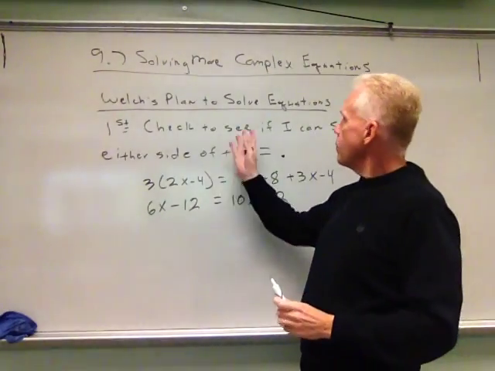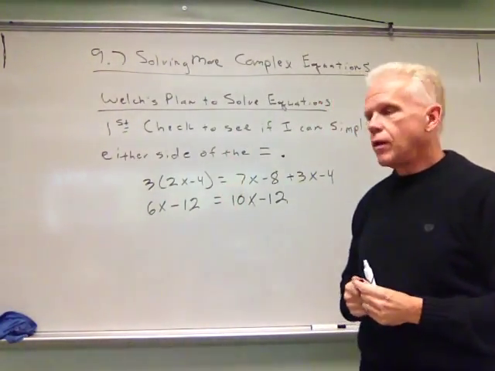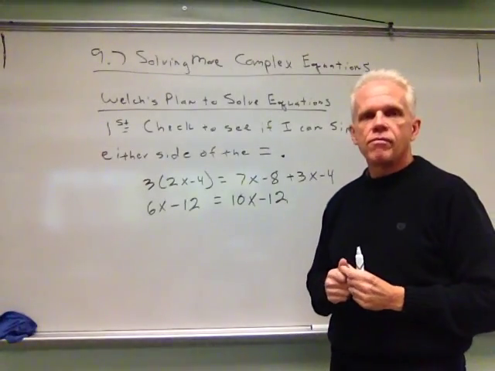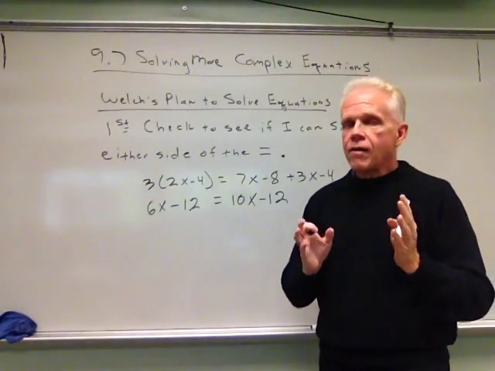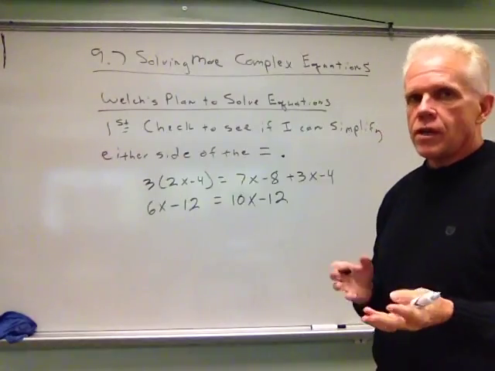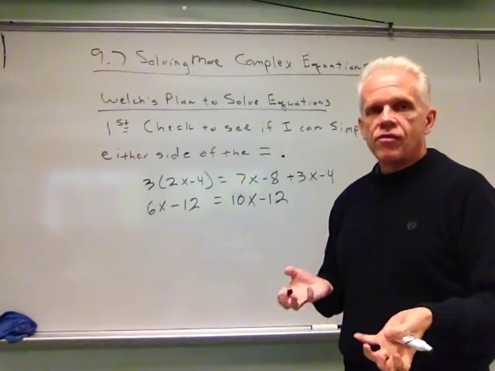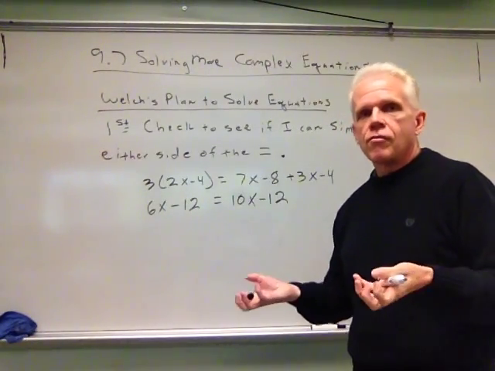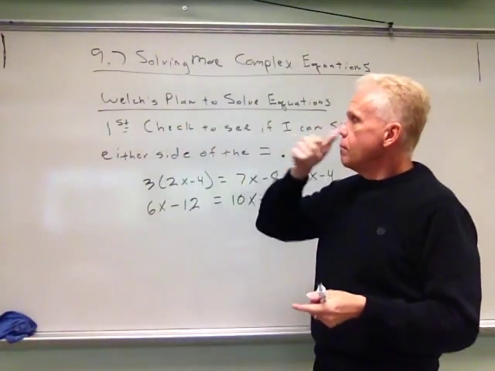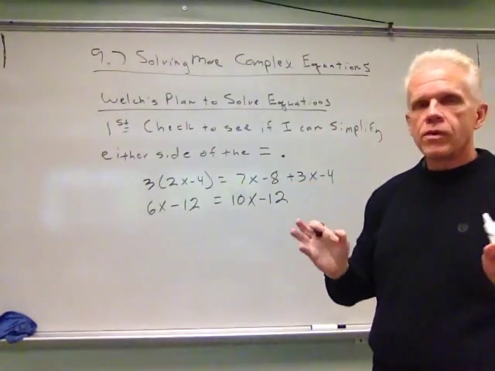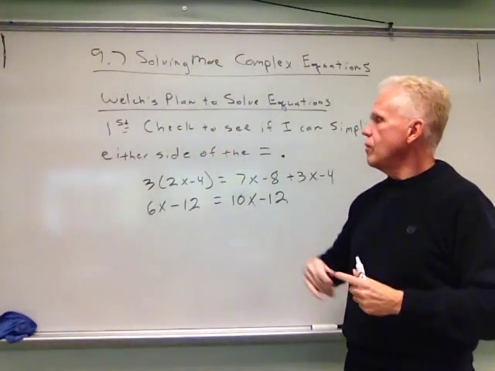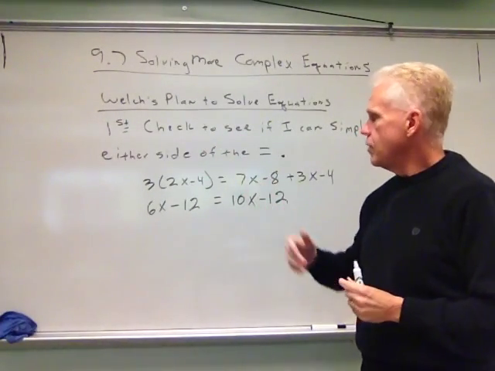Okay, so first I'm going to check to see if I can simplify on either side of the equation, and I'll do whatever simplifying I can do. Not every equation that you run into will need to be simplified on either side. Sometimes they're already simplified on the left and right, but we at least want to check before we do anything else. We don't want to start with other things until we simplified both sides as much as possible.